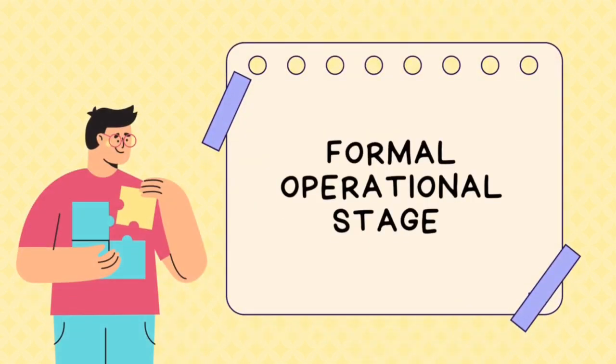This is the last stage, stage 4, formal operational stage. The final stage of Piaget's theory involves an increase in logic, the ability to use deductive reasoning and understanding of abstract ideas. At this point, adolescents and young adults become capable of seeing multiple potential solutions to problems and think more scientifically about the world around them.